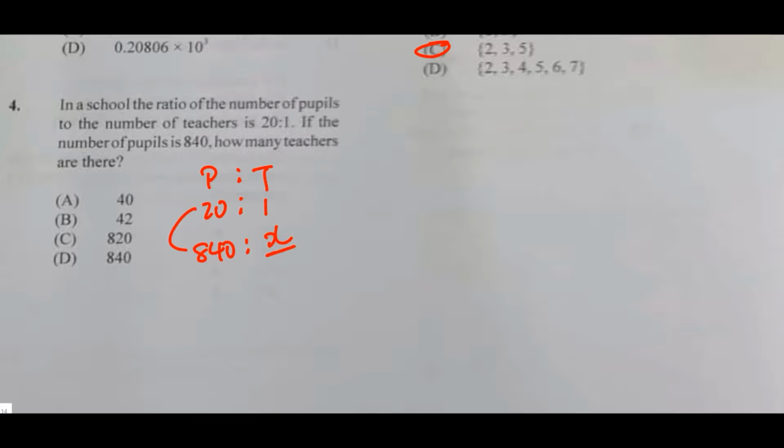Now 20 times which of these numbers give us 840? Because the same 20 going to multiply this side, the same number going to multiply this side. So we can't have 840 and we can't have 820. So we say, alright, 20 times 40, no. So it will be 20 times 42. So our answer would be B.